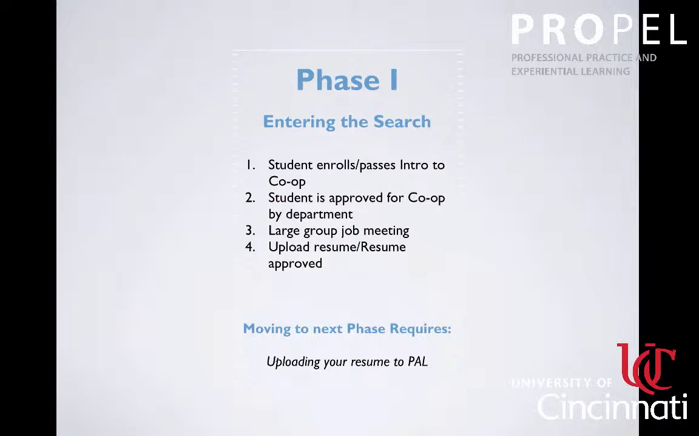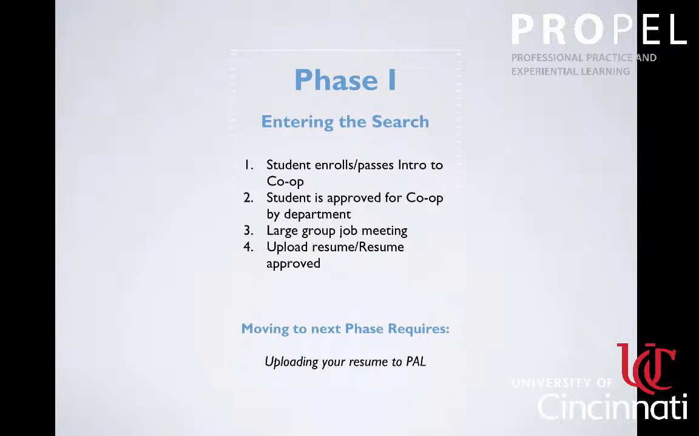You enroll in PD 1011, Intro to Co-op for engineering. You pass that course. At the same time, your department is going to certify you for co-op. They're going to talk to your co-op advisor in the professional practice division about whether or not you are certified to co-op in the next coming year. And basically, certification includes whether or not you've had enough classes in order to co-op, whether you've passed a certain number of classes, and if you have a GPA requirement in your major in order to co-op.